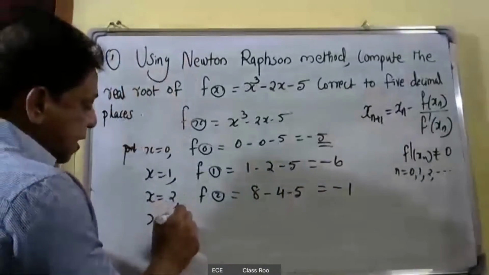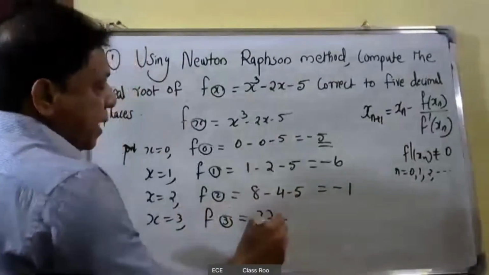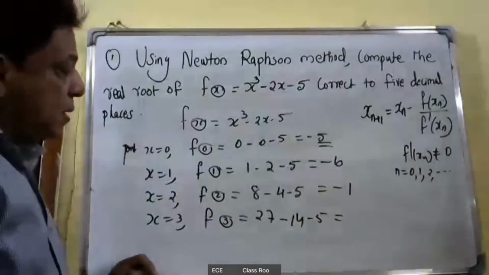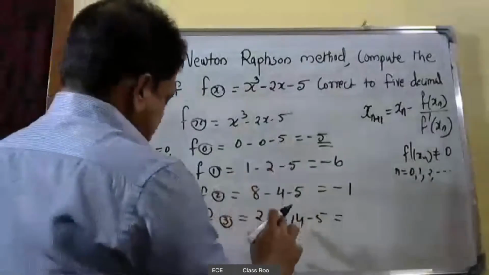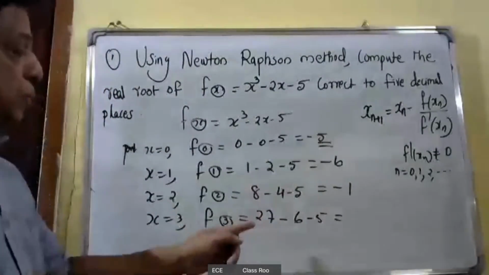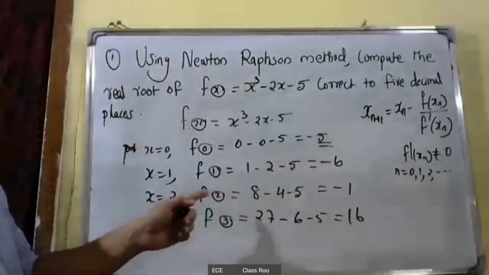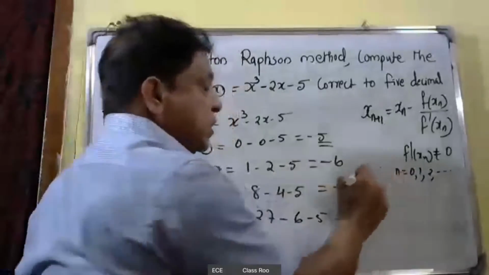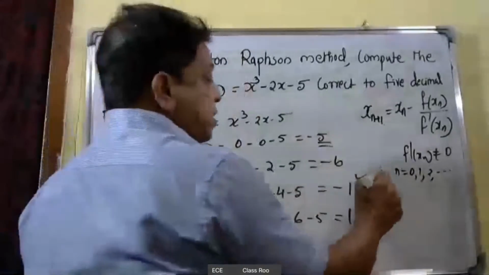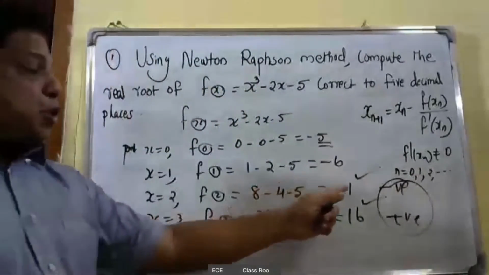Then x is equal to 3, we get f of 3 is equal to 27 minus 2 into 3, 27 minus 6 minus 5, that is equal to 16. Therefore, when x is equal to 2, we get a negative value, and when x is equal to 3, we get the value 16. One is negative and another is positive.